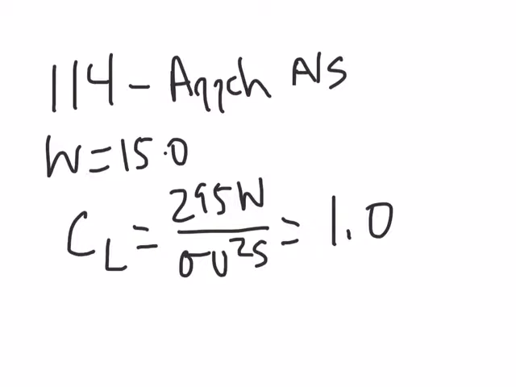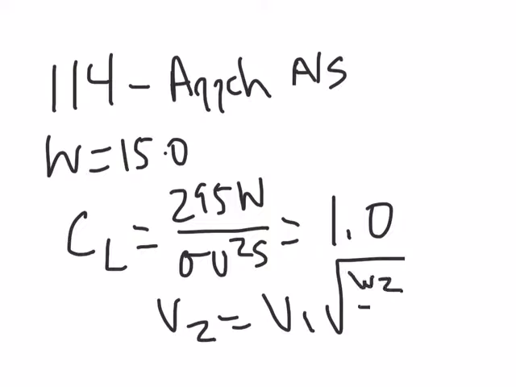So if the weight of the aircraft is increased to 20,000 pounds, the angle of attack remains the same, but the approach speed of the aircraft must be increased. So if we look at that, V2 equals V1 times the square root of weight 2 divided by weight 1.